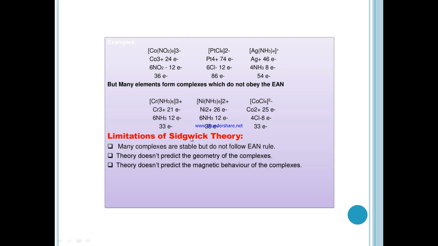Still, there are a few more limitations in this Sidgwick theory. Many complexes are stable, but they do not follow the EAN rule. Thus, this particular theory does not predict the geometry of complexes, and it does not predict the magnetic behavior of complexes. In the next theory, we will see the rectifications of this Sidgwick theory.